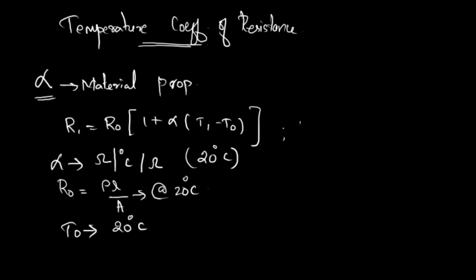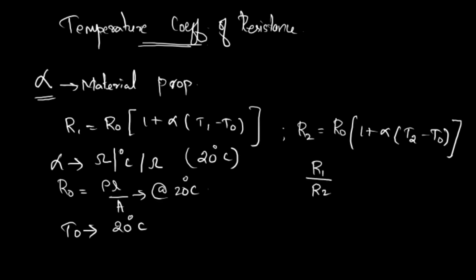Suppose we are considering another temperature T2 which has a resistance R2, then the resistance R2 is given as R2 is equal to R0 into (1 plus alpha into (T2 minus T0)). Dividing these two equations, we have R1 by R2 is equal to (1 plus alpha into delta T1) divided by (1 plus alpha into delta T2). These relations can be used for solving the numerical problems.